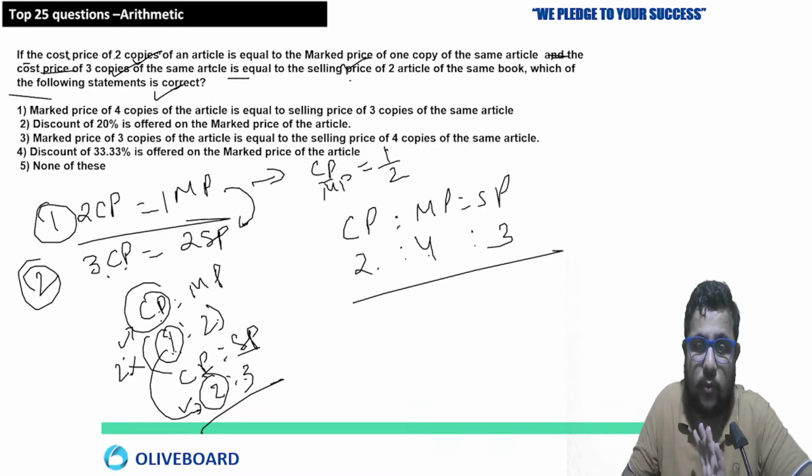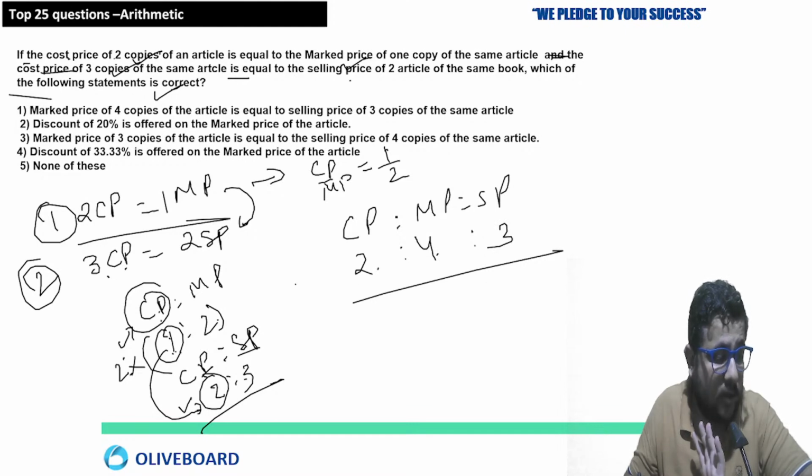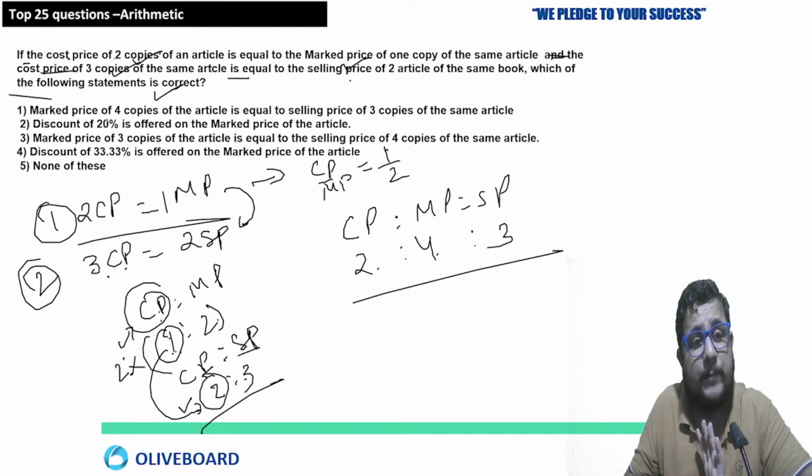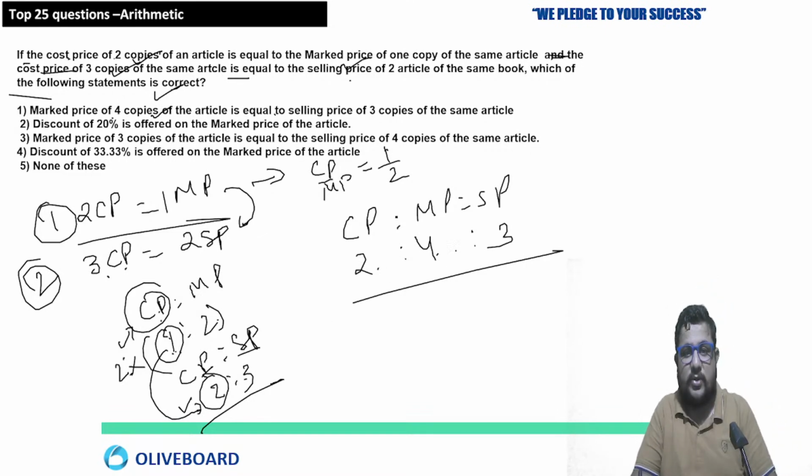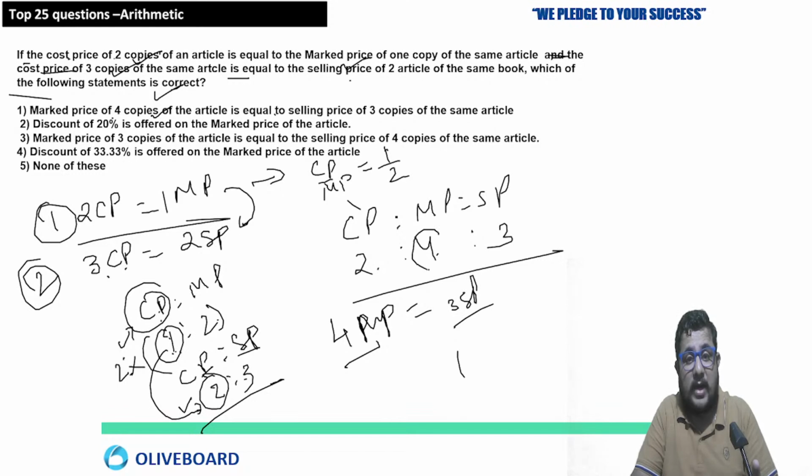So 3, 2:4:3. Now we can easily take or not? Yes. So now first statement, marked price of 4 copies of the article is equal to selling price. So marked price of 4 copies of the article means 4 times the marked price is equal to 3 times the selling price. No, because marked price is more than selling price already, so which is not possible.